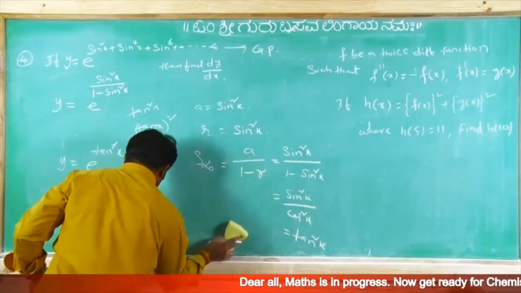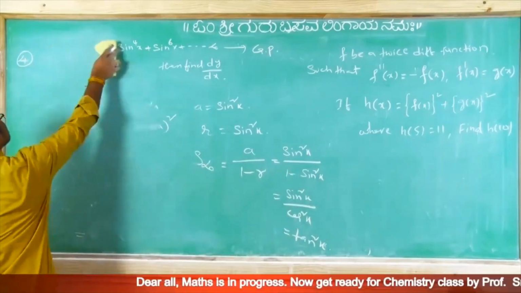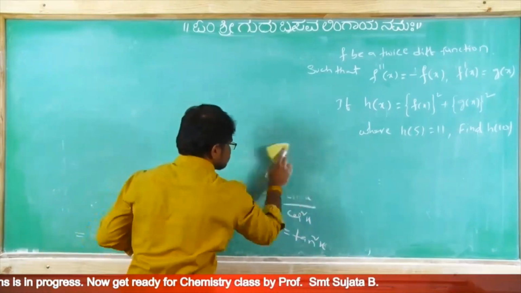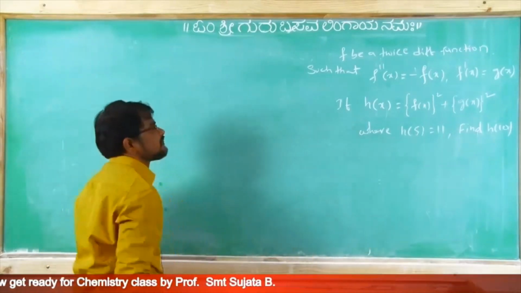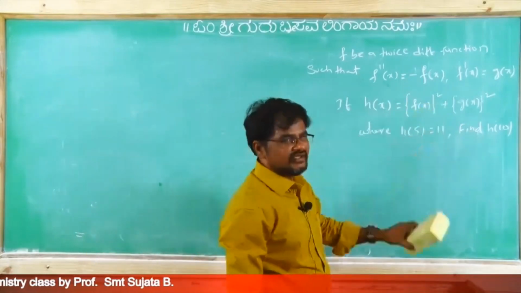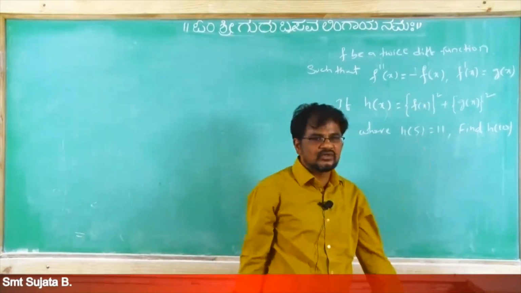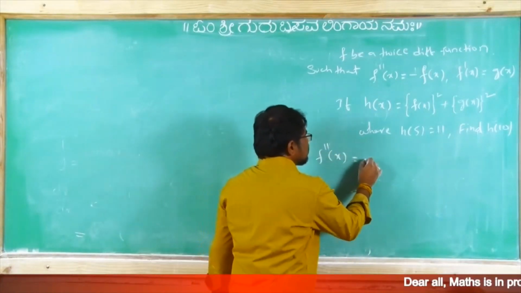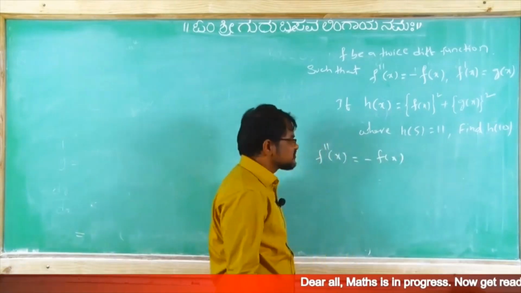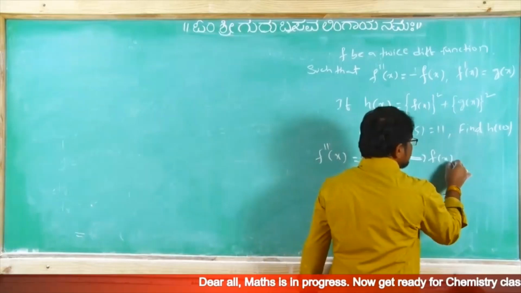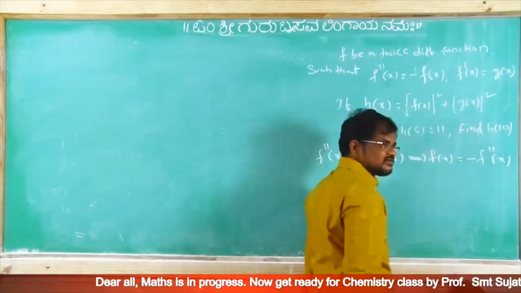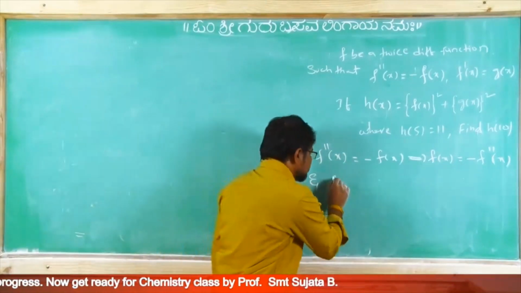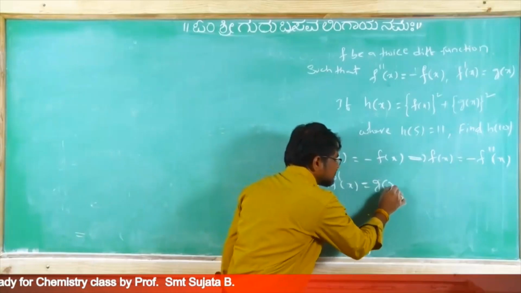Once again, read the question. First, what conditions they have given. So by using the chain rule only we will do this problem. f double dash of x equal to minus f of x they have given, which means you can write f of x equal to minus f double dash of x. Next, what they have given? f dash of x equal to g of x.